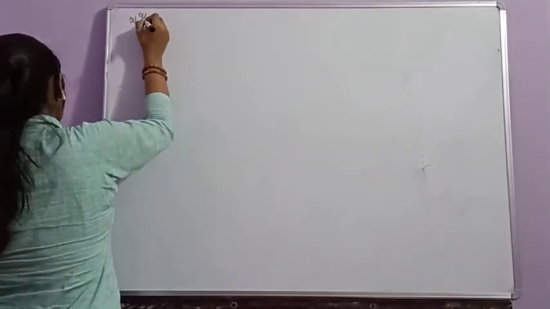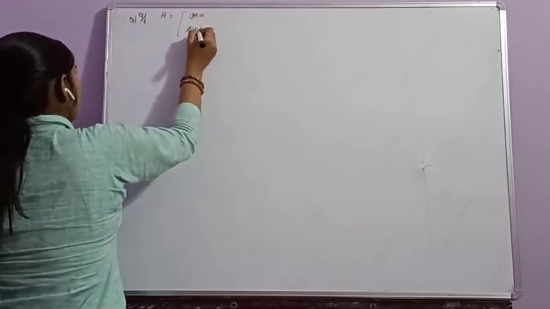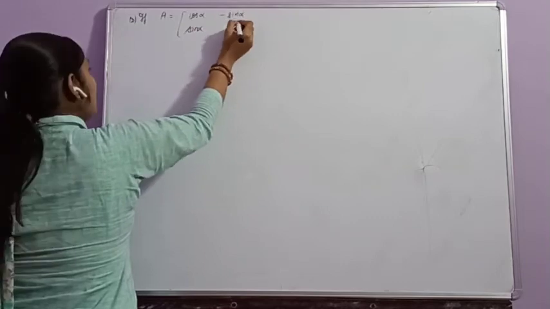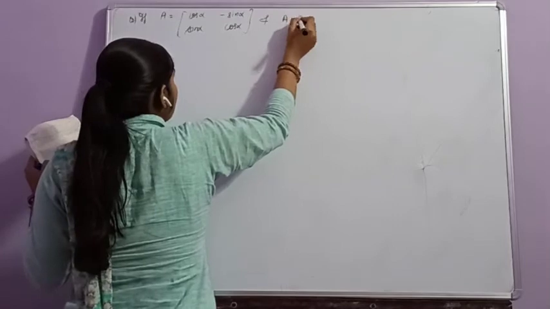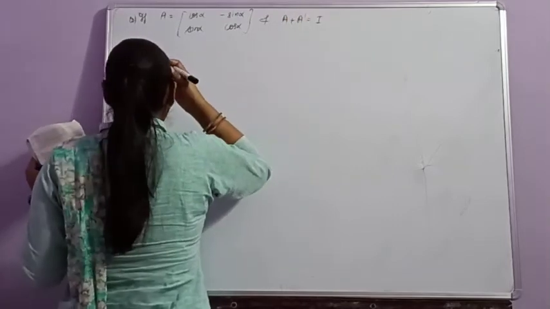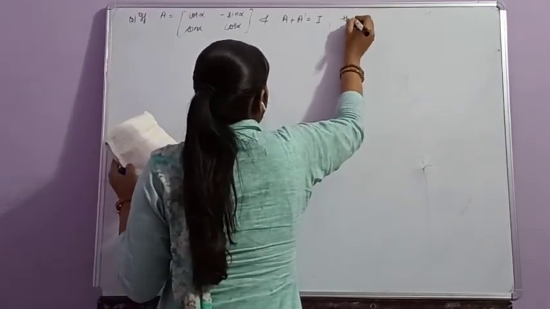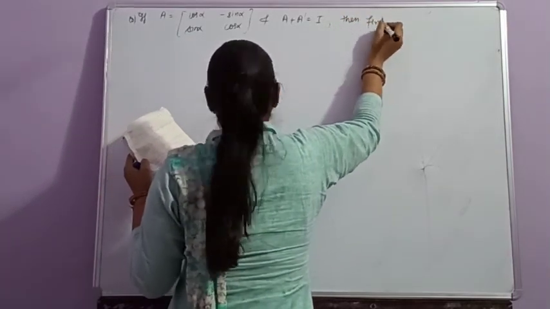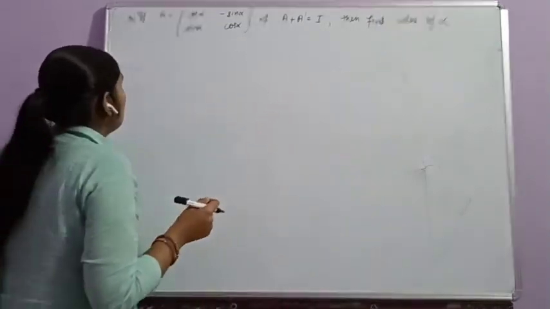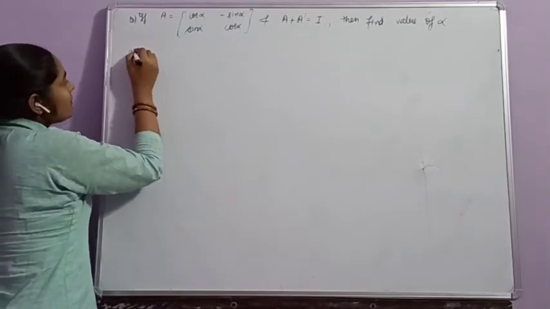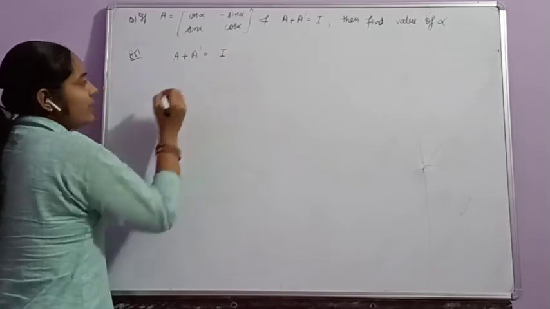If A is equal to cos alpha, sin alpha, minus sin alpha, cos alpha, and A plus A transpose is equal to I, the sum of matrix A and its transpose is equal to the identity matrix, then find the value of alpha. We have to find out the value of alpha. So we are given that A plus A transpose is equal to the identity matrix.